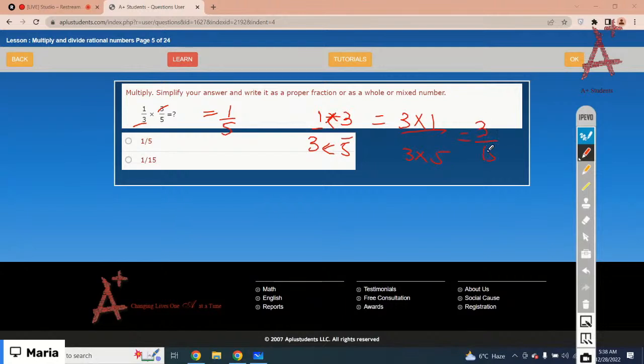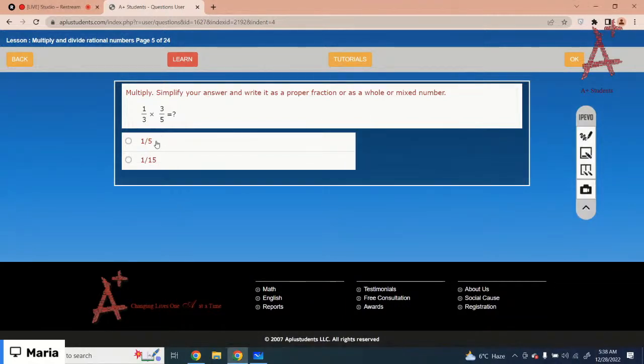It would be then 3 over 15. Got it? You can divide both by 3, it would be 1 over 5. So either you do this or this. They have the same answer, that is 1 by 5. Got it? The correct option is 1 by 5. Just select the correct option, then click on the OK button.